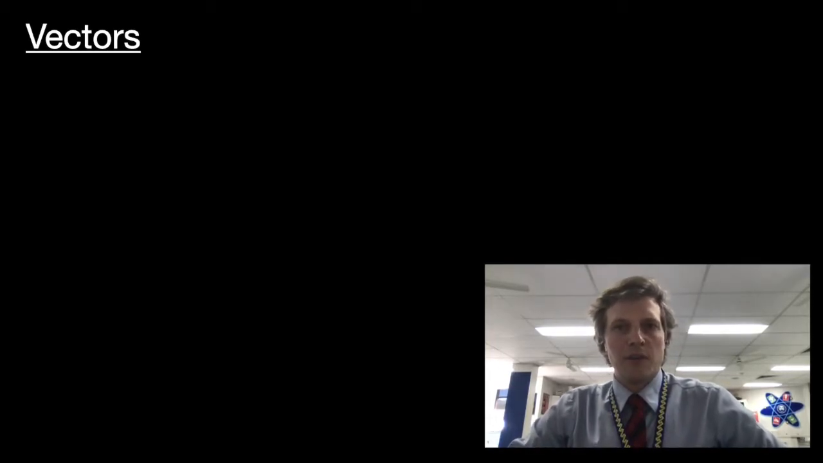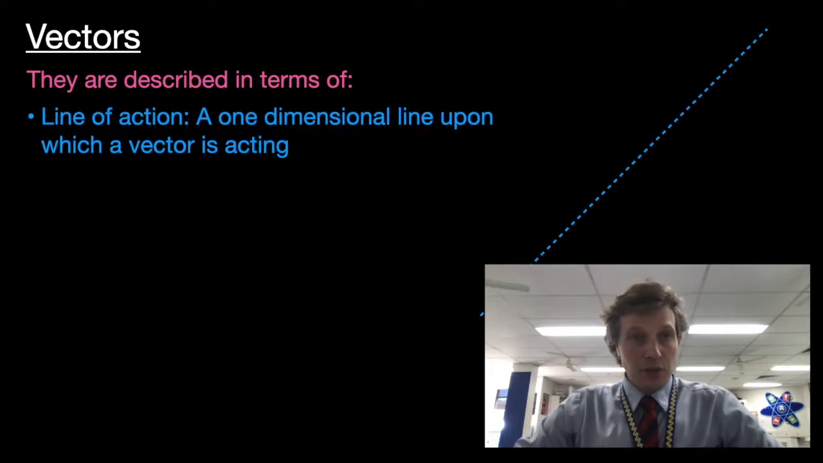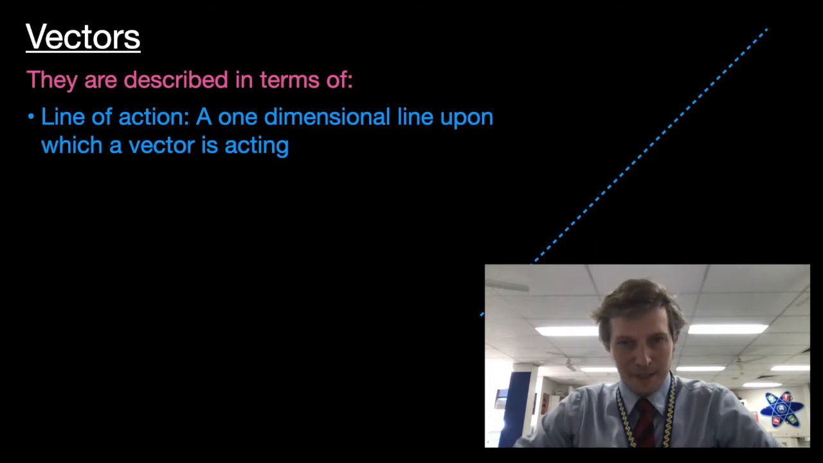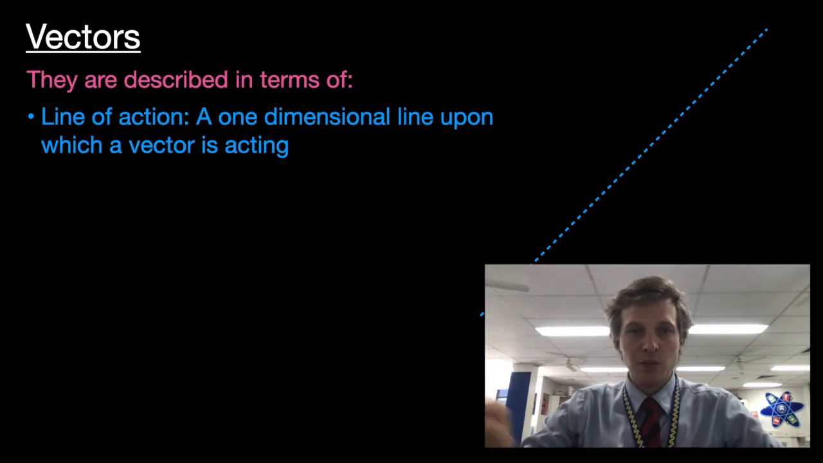So vectors are drawn diagrammatically as arrows, which we know. But to fully describe a vector, we need 4 criteria. So they're described in terms of a line of action. This is most importantly when we're talking about forces. It's a one-dimensional line on which a vector is acting. You can see right now it doesn't look like a vector yet.